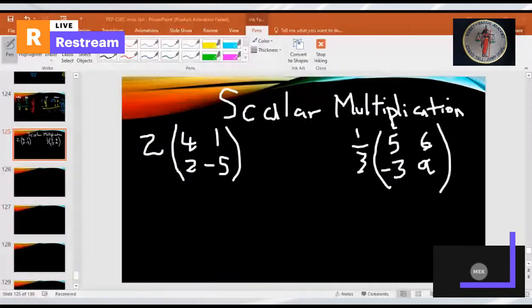So scalar multiplication. Well, in the last class on matrices, we looked at the order of matrices and how we read matrices. So these two matrices that you're looking at now are 2x2 matrices. So we have 2 rows and 2 columns.